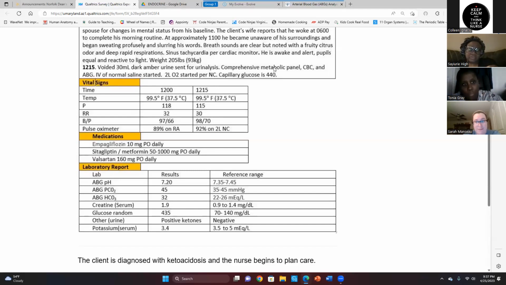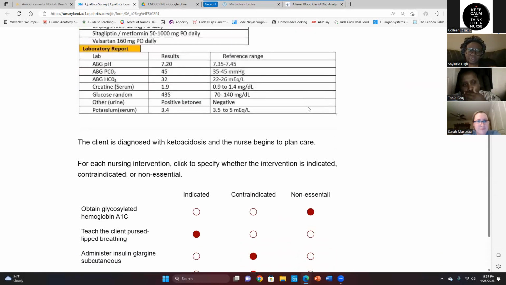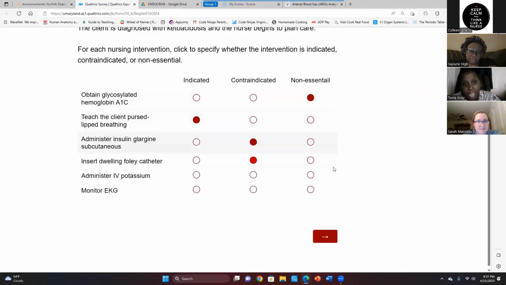He voided 30 milliliters of dark amber urine. So within the hour, he's doing the right thing, giving out the right amount, even though he's dry. I don't know if it's contraindicated or non-essential. I just don't think it's indicated. It's not important right now. Okay, I'll leave it at that, because it seems like you all are torn between contraindicated and non-essential. Is that true? That is true.